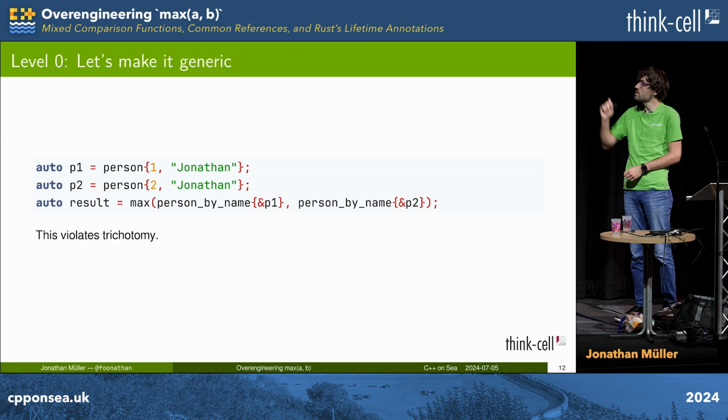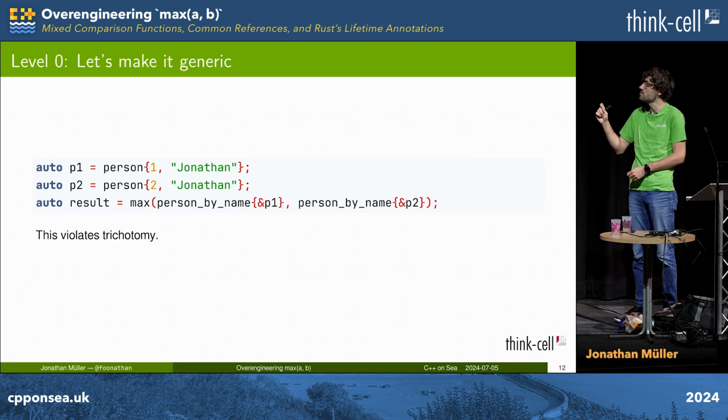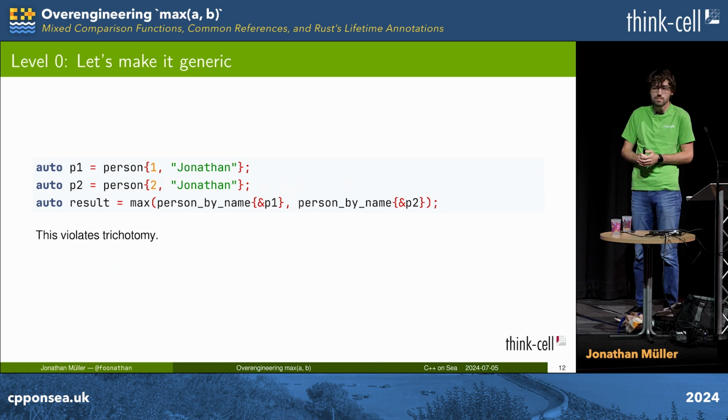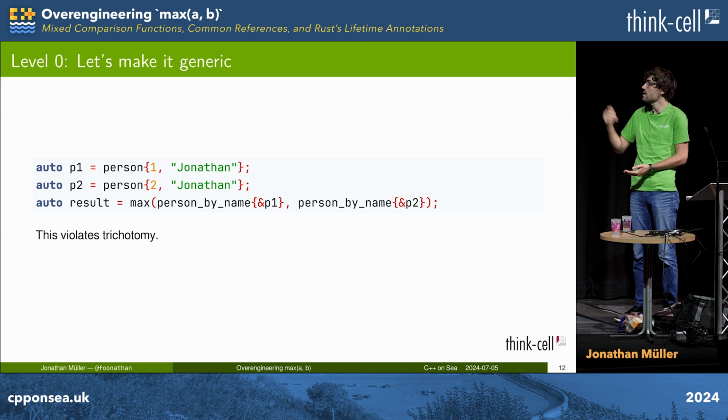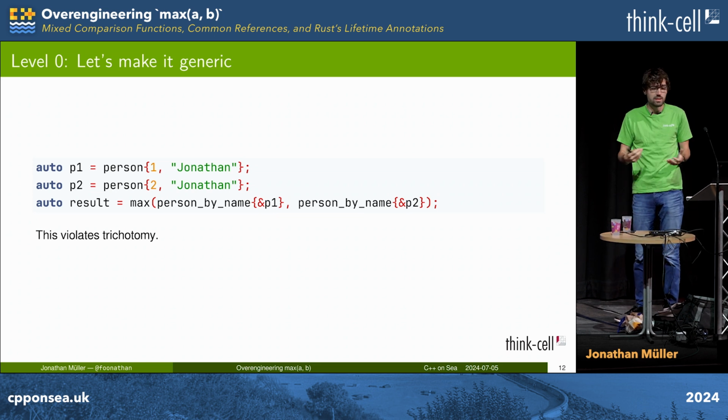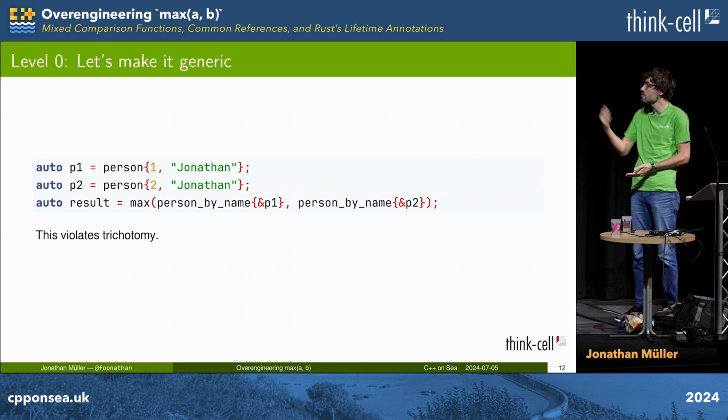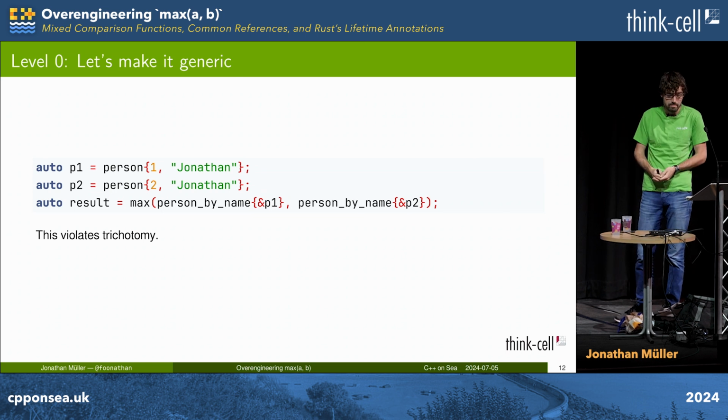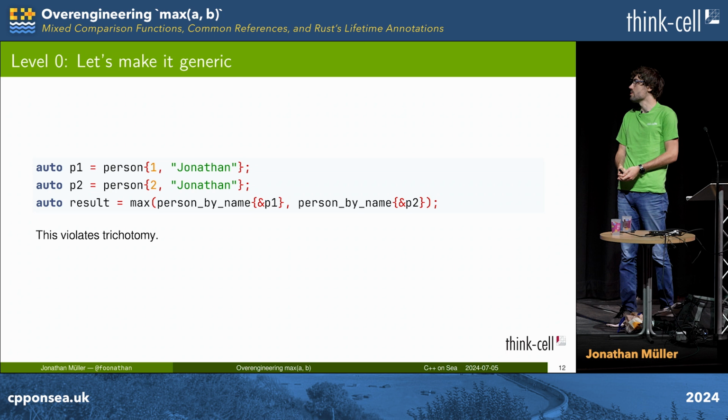Because according to our comparison, P1 and P2, P1 is neither less than P2, and P2 is neither less than P1, but they're not equal, right? They're two different people, they have different IDs. So we violate the law of trichotomy. Just because two people have the same name doesn't mean they're equal. Like there are three people called Jonathan giving a talk today, and we're all different people. So we don't have a strict total order.